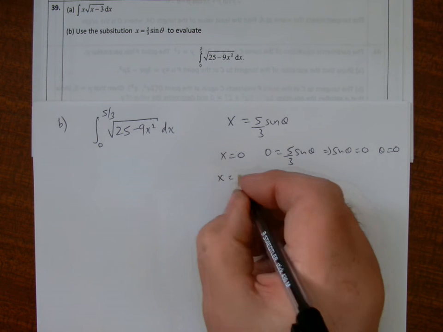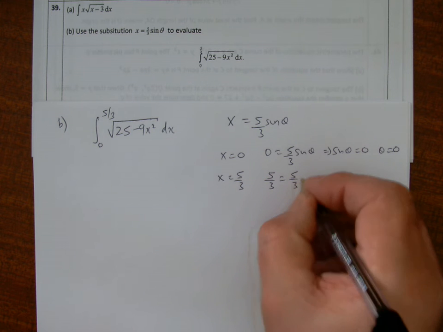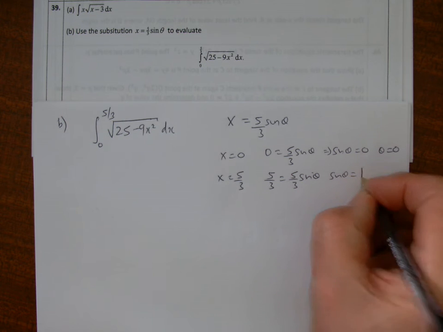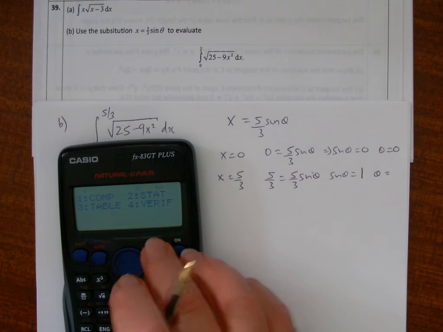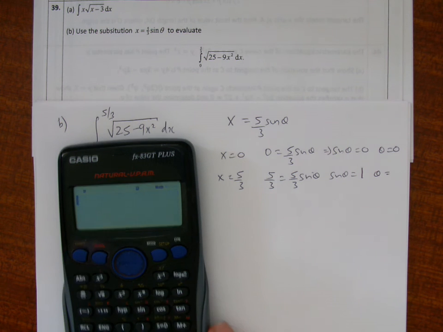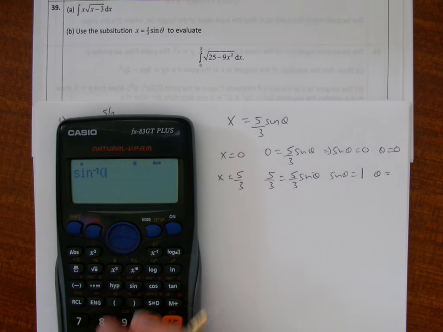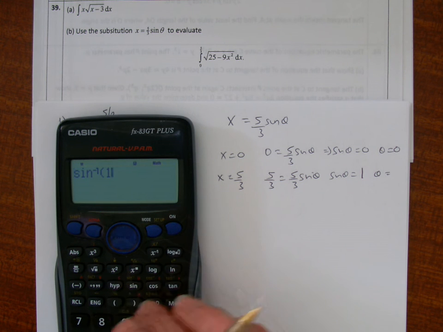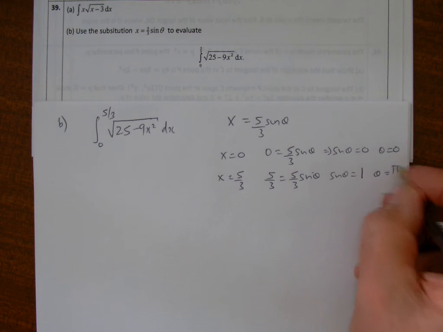Top limit, x is 5/3, so I'm solving 5/3 equal to 5/3 sine theta. So sine theta is 1, and theta is sine to the minus 1 of 1. Make sure you're in rad mode, and then shift sine of 1 is pi by 2.